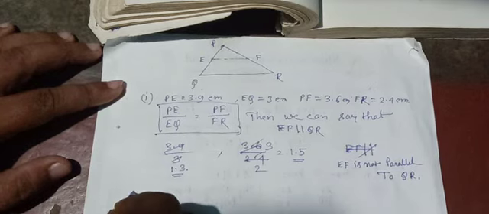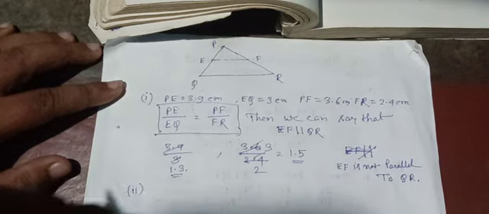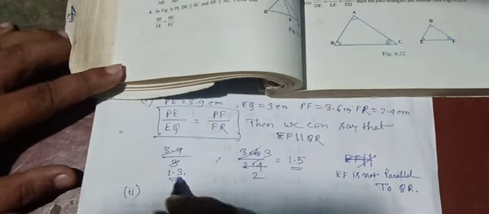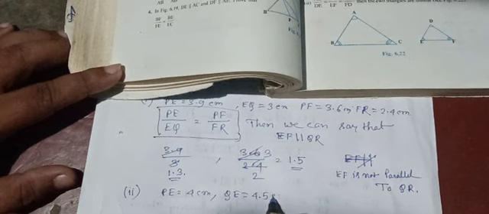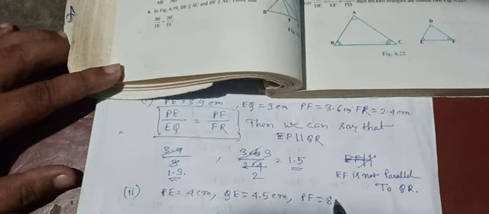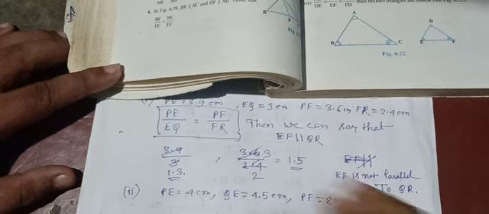Next, move to question number 2, Roman 2. Here PE is equal to 4 centimeter. QE is equal to 4.5 centimeter. PF is equal to 8 centimeter. RF is equal to 9 centimeter.